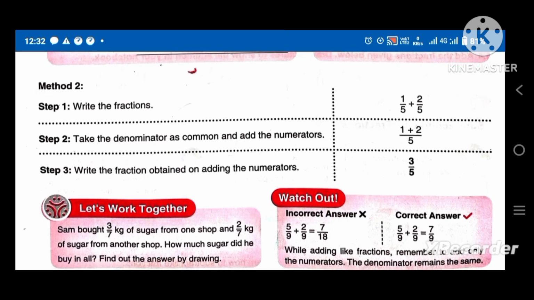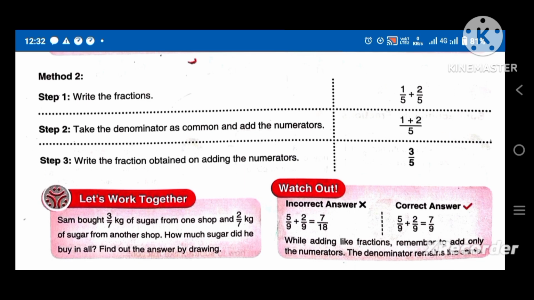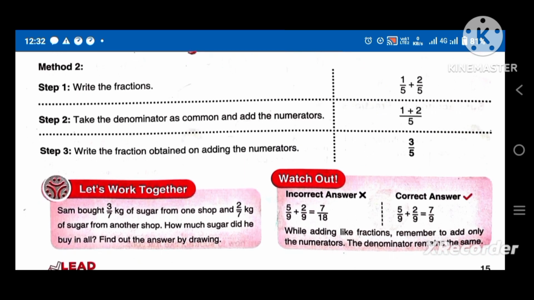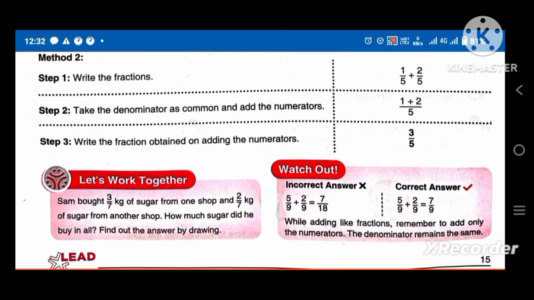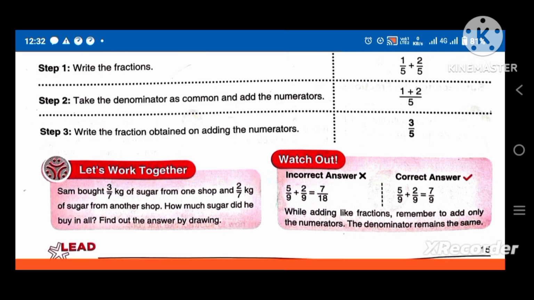Sam bought 3 by 7 kg of sugar from one shop and 2 by 7 kg of sugar from another shop. How much sugar did he buy in all? Find out the answer by drawing.